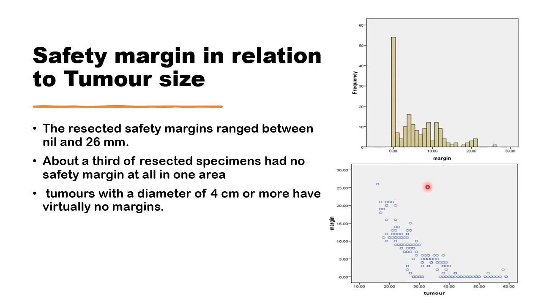When you relate the margins to the tumor size, with size on the x-axis and the margin on the y-axis, you would see that the largest tumors, those above 4 centimeters, have virtually no margins at all, and that at least a third of the tumors had no safety margins at all. These are the larger tumors that are around 4 centimeters or in excess of 3 centimeters plus. Only very small tumors would have any significant safety margins of normal parotid tissue.